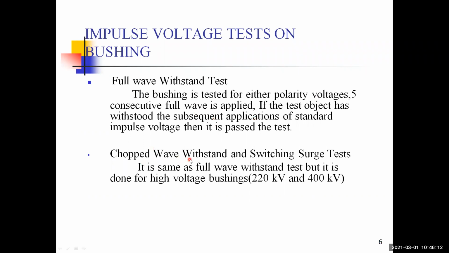Chopped wave withstand and switching surge tests. It is the same as the full wave withstand test, but it is done for higher voltage bushings, 220 kV to 400 kV. So this voltage is somewhat different compared to full wave withstand. Okay, 220 kV to 400 kV. So we have to apply this much voltage to the transformer bushings.